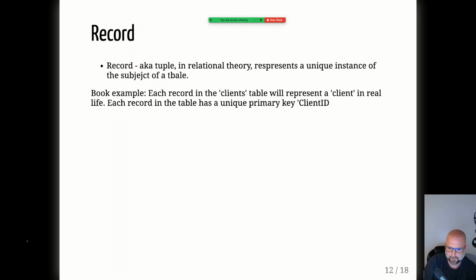Records, we have beat this one up. A record is a row, is a tuple. This is the unique instance. Each record is a unique instance of the subject of the table. I like the term subject. I was saying entities or something like that earlier, but subject is a really good abstract term. So the example in the book, each client in the client table will represent a client in real life. Each record in the table has a unique primary key, client ID.